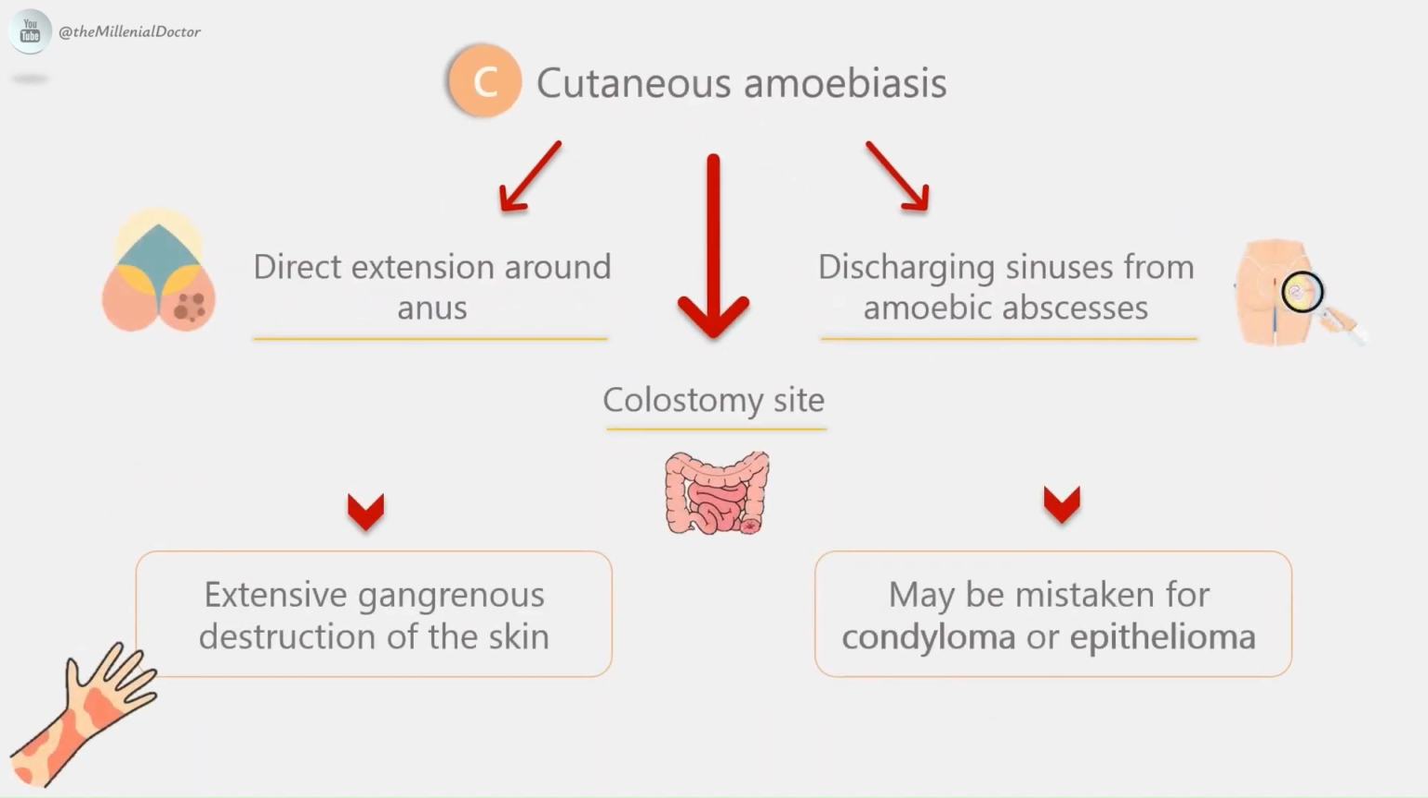Next, the cutaneous amoebiasis. It occurs by direct extension around anus, colostomy site or discharging sinuses from amoebic abscesses. Extensive gangrenous destruction of the skin occurs. The lesion may be mistaken for condyloma or epithelioma.